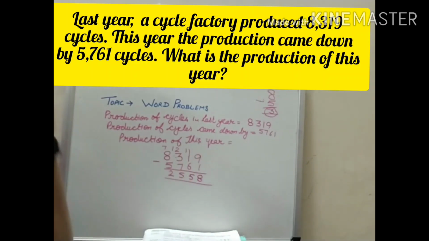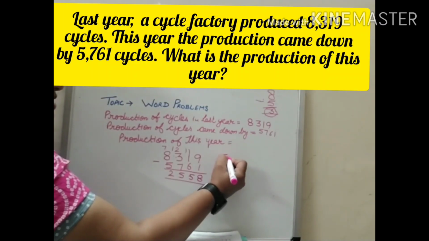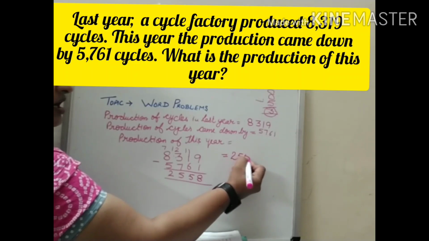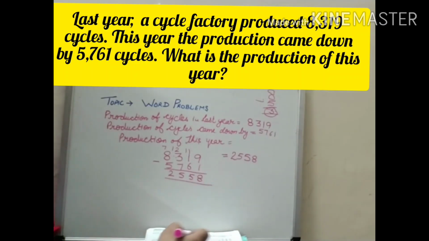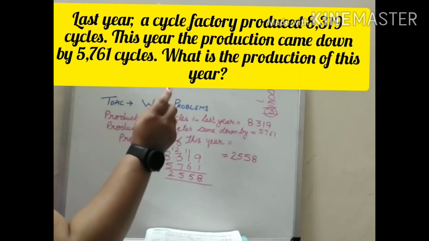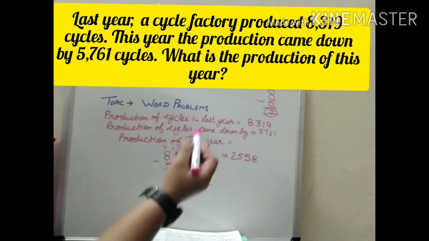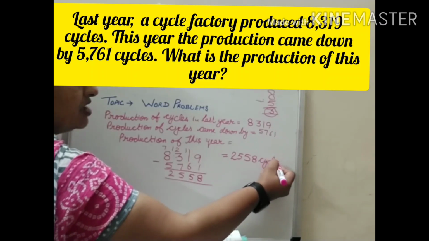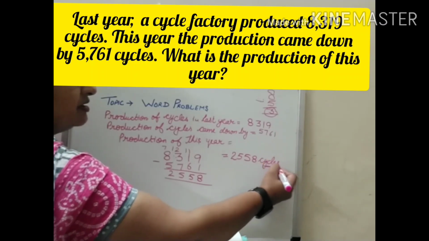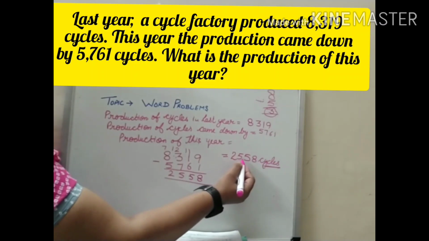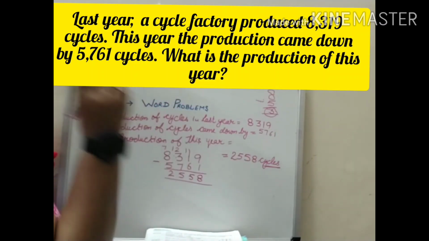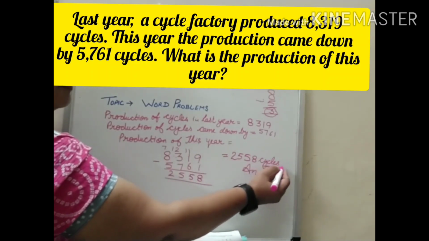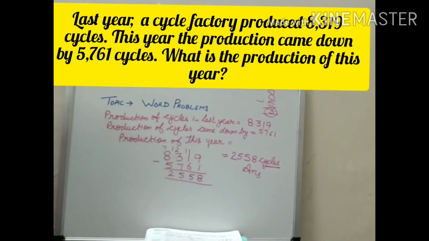So now, don't forget to write the answer separately, children, with what they are asking. The question is, they are asking, what is the production this year? Production of what? Production of cycles. Children, make sure if you will not write this word cycles with the number, your 1 or 2 marks will be deducted. Okay, so this is the important part of word problem.